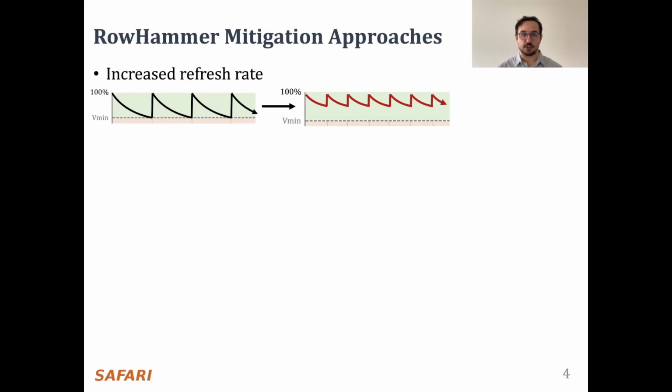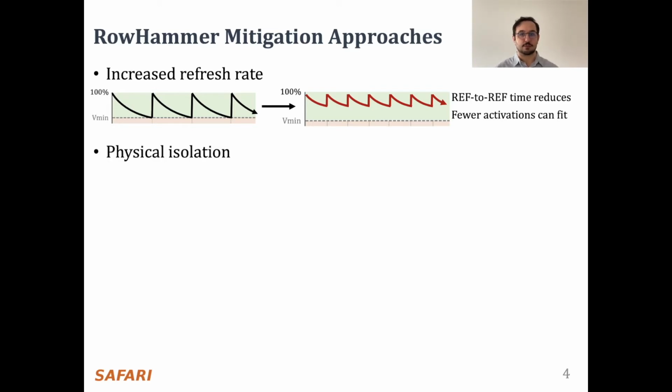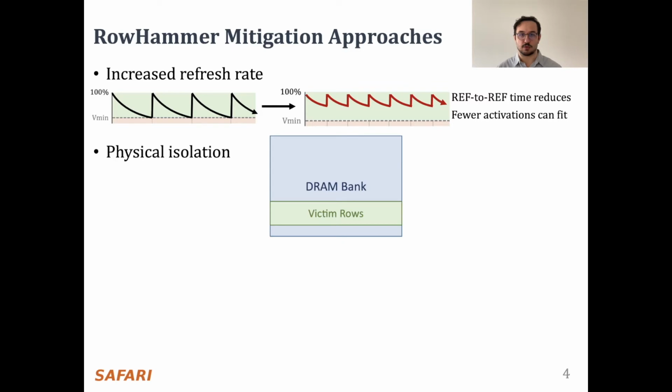The first approach is to increase refresh rate, which reduces the refresh window and thus the activation count that an attacker can reach in a refresh window. The second approach is to physically isolate potential victim rows with sensitive data from aggressor rows that a potential attacker can hammer by allocating isolation rows in between.